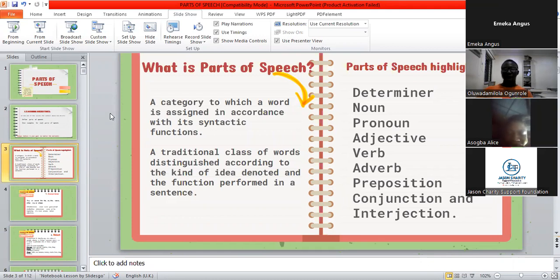So quickly, I will just try to move one slide, so I will be moving this to this side. Okay, thank you.